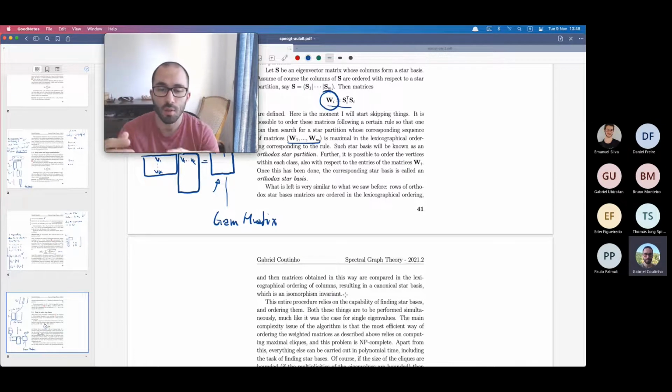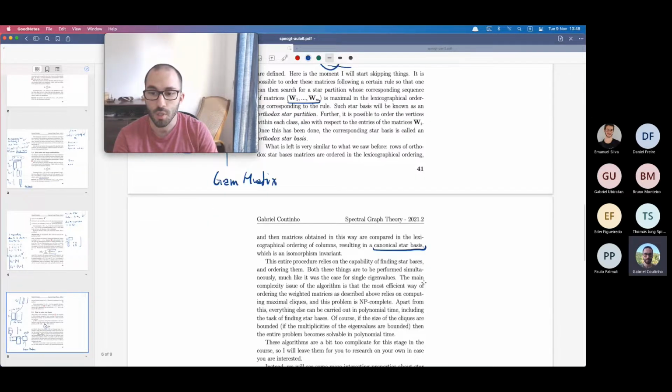The rows of the orthodox star basis are ordered in the lexicographical ordering, and then the matrices obtained in this way are compared in the lexicographical ordering of columns, and the champion star basis is called a canonical star basis. Believe me, if you perform these processes in the right way, there is only one canonical star basis for a graph. So there is a theorem that tells you that two graphs are isomorphic if and only if they have the same eigenvalues with the same multiplicities and they admit the same canonical star basis built in this manner.